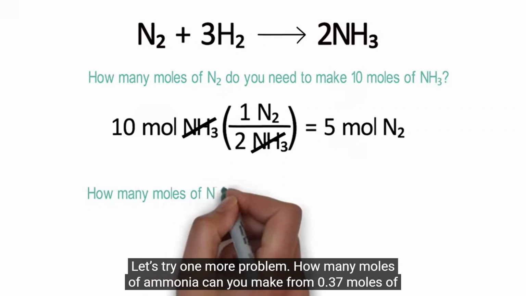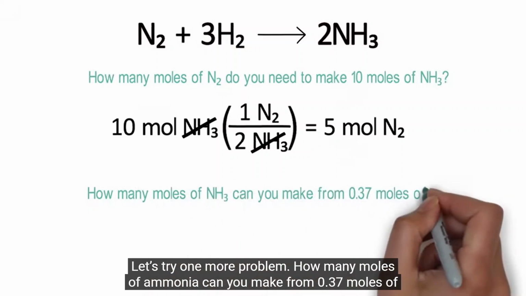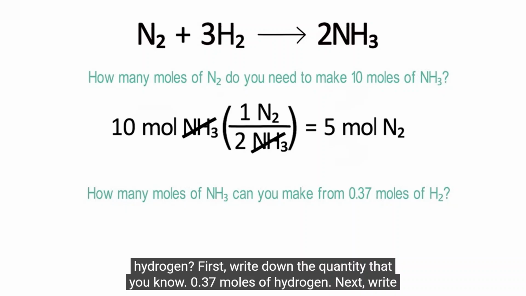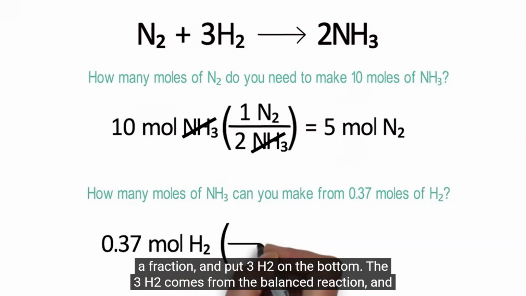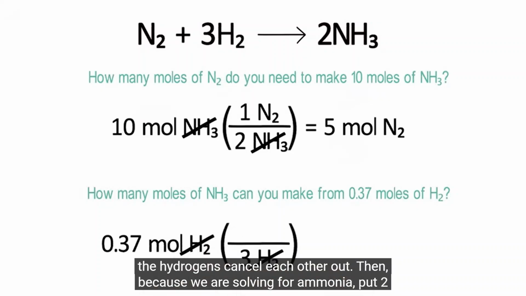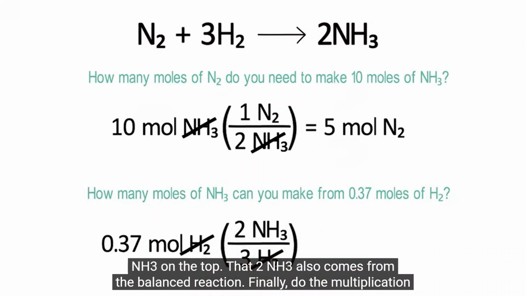How many moles of ammonia can you make from 0.37 moles of hydrogen? First, write down the quantity that you know, 0.37 moles of hydrogen. Next, write a fraction and put 3H2 on the bottom. The 3H2 comes from the balanced reaction, and the hydrogens cancel each other out. Then, because we are solving for ammonia, put 2NH3 on the top. That 2NH3 also comes from the balanced reaction.